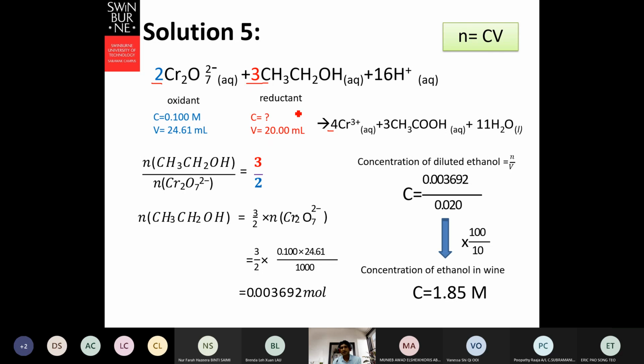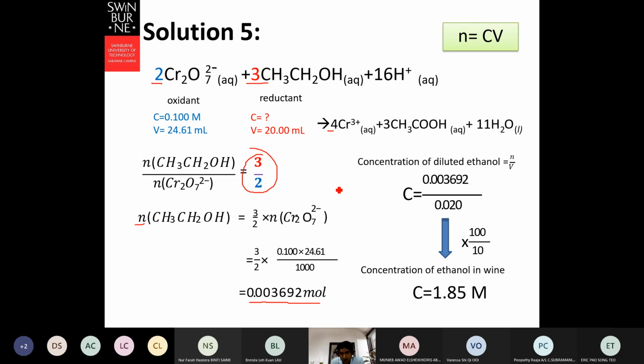We have to balance the reaction first. This is the most important thing. Since we balanced the equation, then the number of moles, N equals C into V, from there we found the number of moles of chromate already. And then the mole ratio is 3:2, right? From there we find the number of moles of ethanol should be 0.003692 moles. All right, okay.